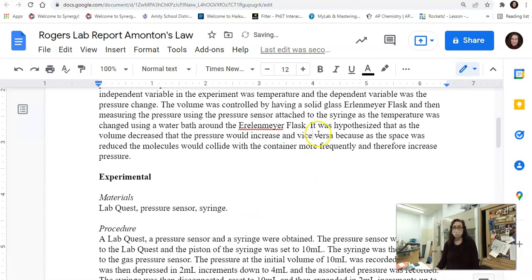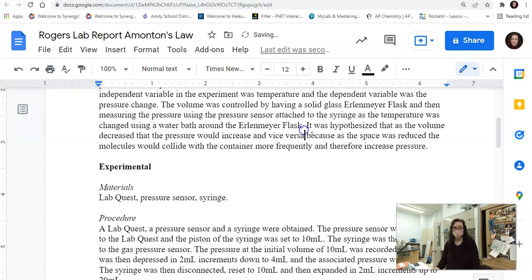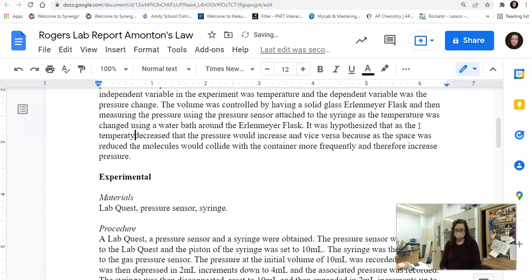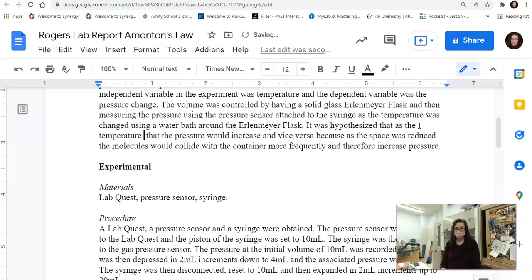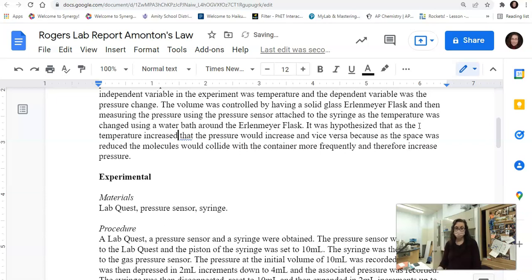Okay, what did we think would happen? It was hypothesized that as the volume, well, we didn't do that. So it was hypothesized that as the temperature increased, right, because we were heating it up from cold, the pressure would increase, and vice versa, because as the temperature increases, the molecules would speed up and collide with the container more frequently and therefore increase pressure.